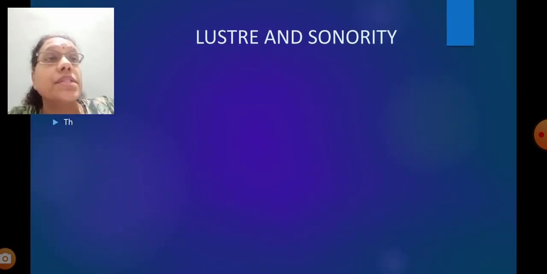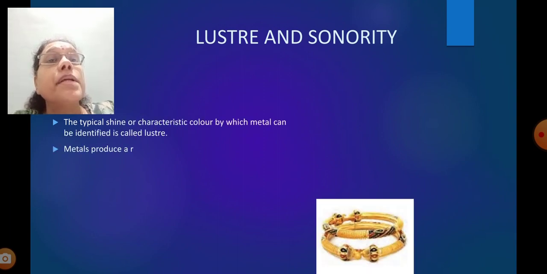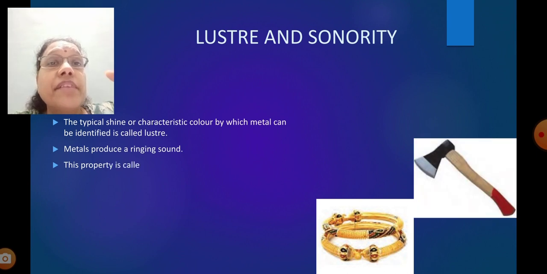Lustre and sonority. Lustre means shining appearance, simply you can say. The typical shine or characteristic color by which metal can be identified is called lustre. When you purchase a new steel tiffin box, you are able to see your face reflection, that is because of lustre, the shining appearance. That property is called lustrous.